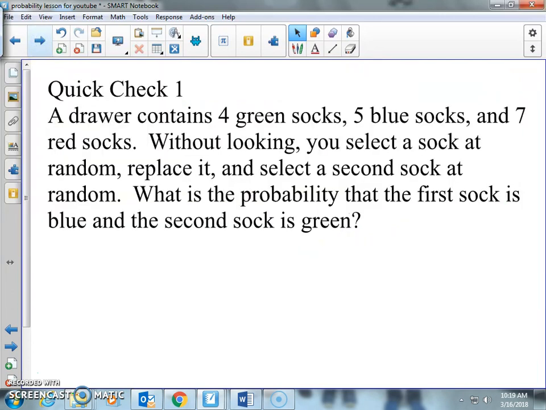So, in our example here, we've got 4 green socks, 5 blue socks, 7 red socks.